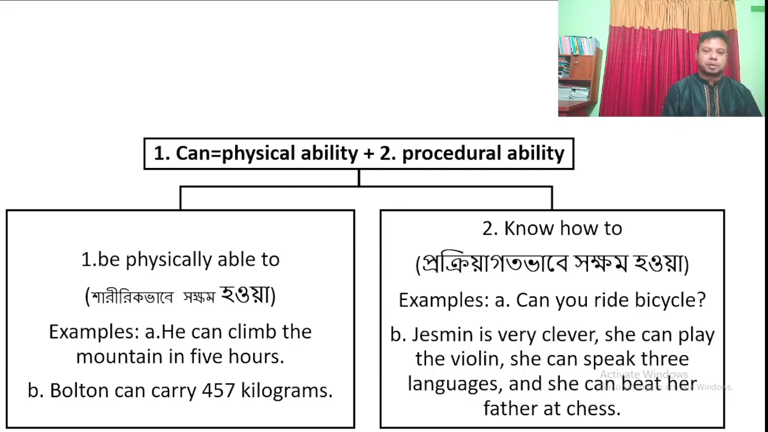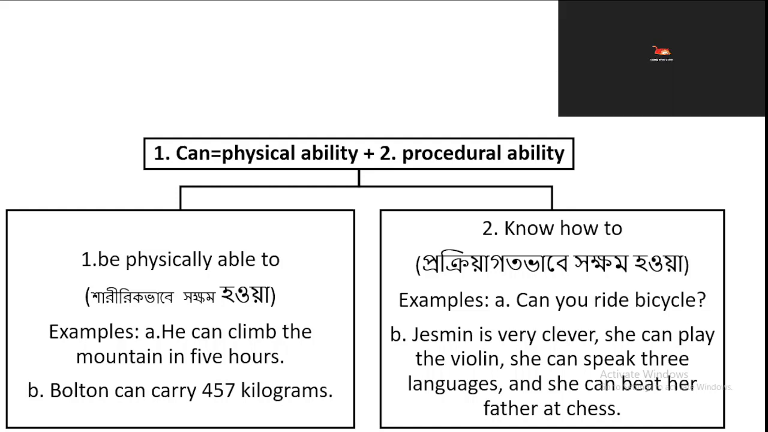Let's take a look at another example. Bolton can carry 457 kilograms. Once again, here can denotes physical ability. Bolton is physically able, physically strong enough, physically capable of carrying such a huge amount of weight. In contrast, if he were not strong enough, it wouldn't be possible for him to carry such a huge amount of weight. What I mean to say is that in this example too, the modal auxiliary verb can refers to physical ability.